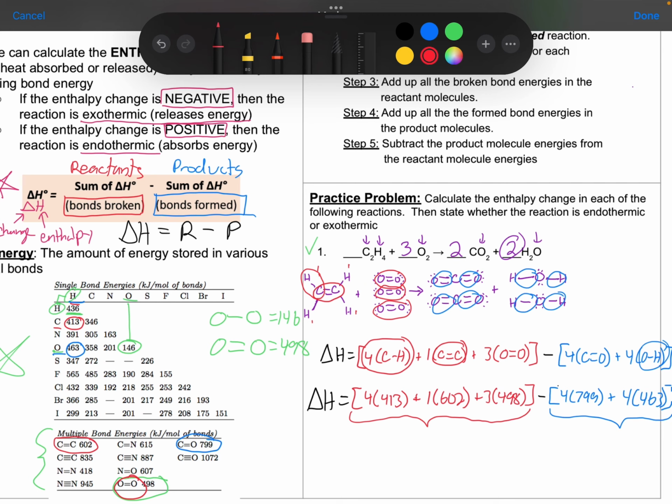So we have 4 times 413, which is going to give me 1652. We have 602. And we have 3 times 498, which is going to give me 1494. If I add those all up together, 1652 plus 602 plus 1494, I get 3,748. Now I'll switch colors to blue to do the products.